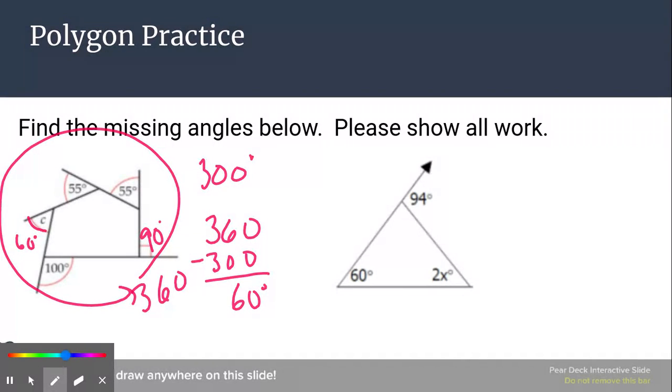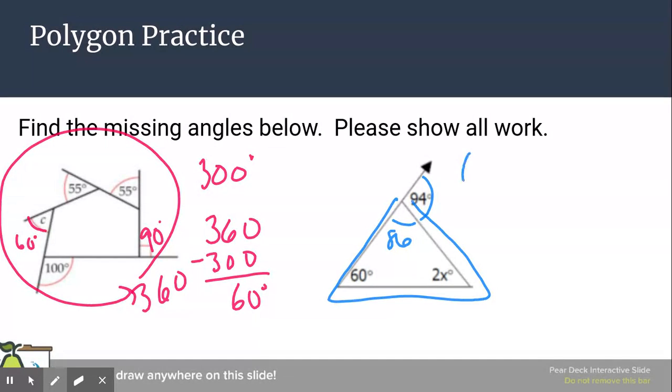Solve for x. Well, I know that I could probably solve for that angle first because these two angles, the 94 and this missing angle that isn't labeled, they're supplementary. So I know that this would be 86 degrees. And then I know that in this triangle, 60 plus 86 plus 2x equals 180.